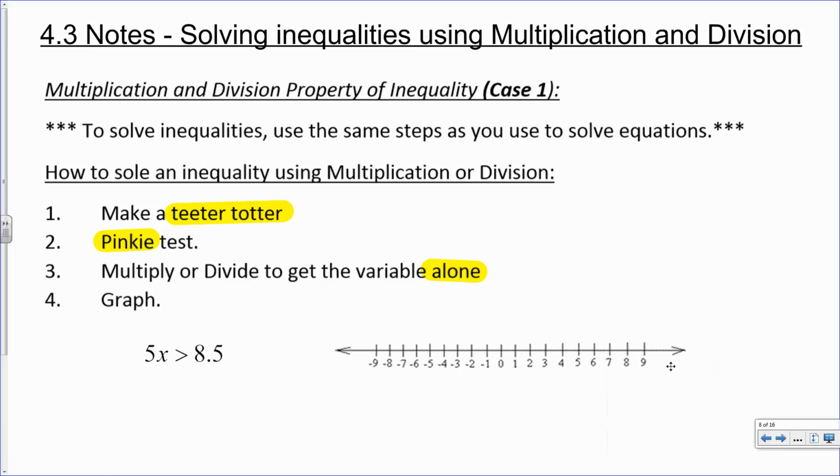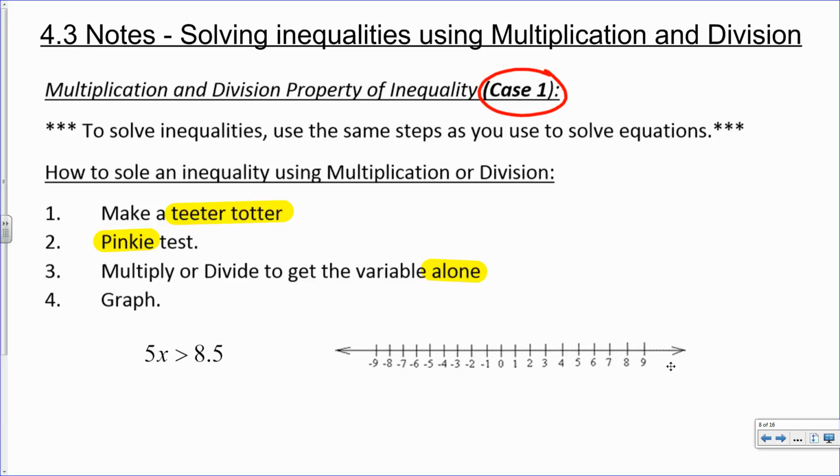Here are our notes for section 4.3. And your notes actually don't say 4.3, but it does say case 1. So find where it says case 1, and that's where we're going to be starting. Today we are solving inequalities using multiplication and division.